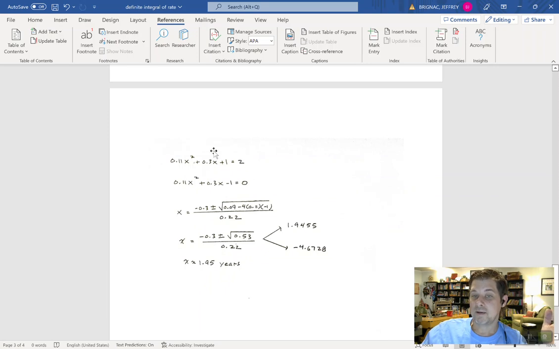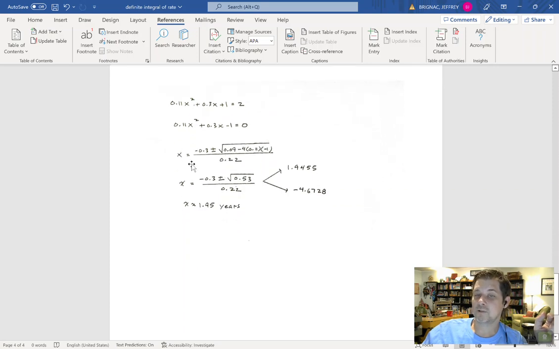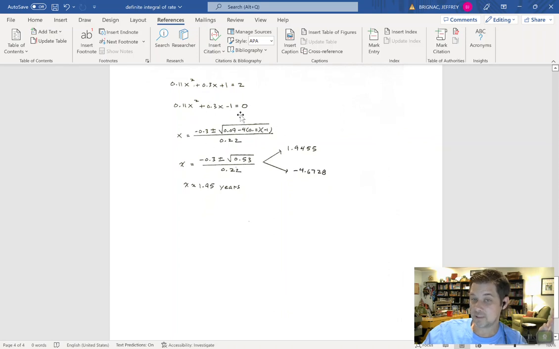Now I have what looks like a quadratic equation. I got x squared, I got x, I got a constant. I subtract the 2. 1 minus 2 is negative 1. And then I use the quadratic formula to solve that. See, this 0.11x squared plus 0.3x minus 1 equals 0. So I use the quadratic formula for that, which is what you see here. Reduce a little further there, and I get two answers because it's negative 0.3 plus or minus root 0.53 over 0.22. These are the two answers I get.